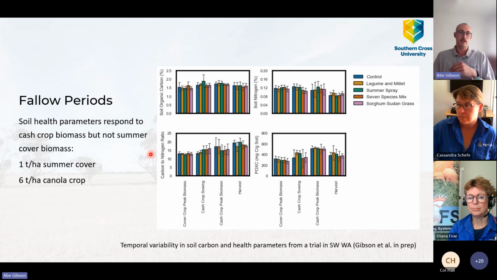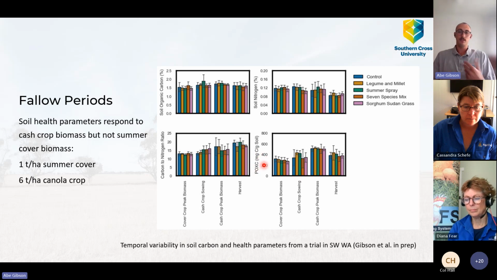Now, the key limitation is around fallow periods and availability of organic matter in fallow periods. So this is from the Facey Group site, where we grew some summer cover crops compared to a control fallow and then a sprayed out fallow. You can see there's no difference in treatments, and you can follow this through. So that's our total carbon, and our total nitrogen declines towards the end of the season.